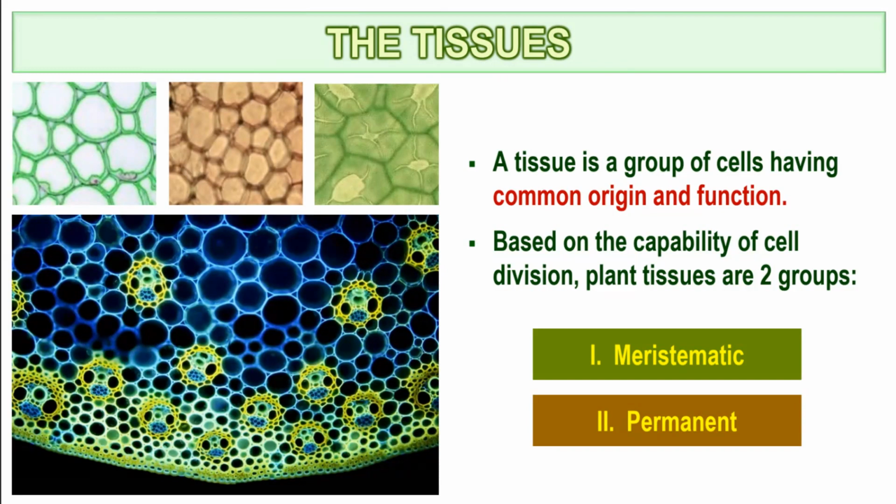Based on the capacity of cell to divide, plant tissues are of two types: meristematic tissue and permanent tissue. Okay. What are meristematic tissues? Meristematic tissues are tissues which can divide, which can form new cells. Permanent tissues are tissues which cannot form new cells. They cannot divide. Okay, so write this point. First, write the definition of tissue.